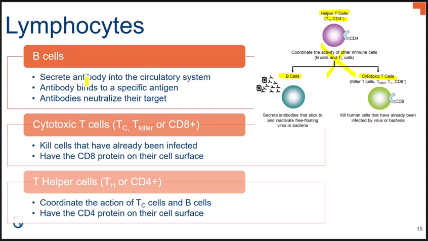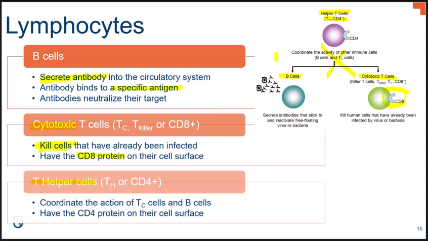The B cells are going to be involved in secreting antibodies into our circulatory system to fight infections. So the antibody will bind to a specific antigen on a target cell. Hopefully it is a bad cell that it's targeting, and the antibody should neutralize the target. Cytotoxic T cells, though, work a bit differently. They are very active and direct. They're not passive at all. They're going to directly be killing cells that are infected.